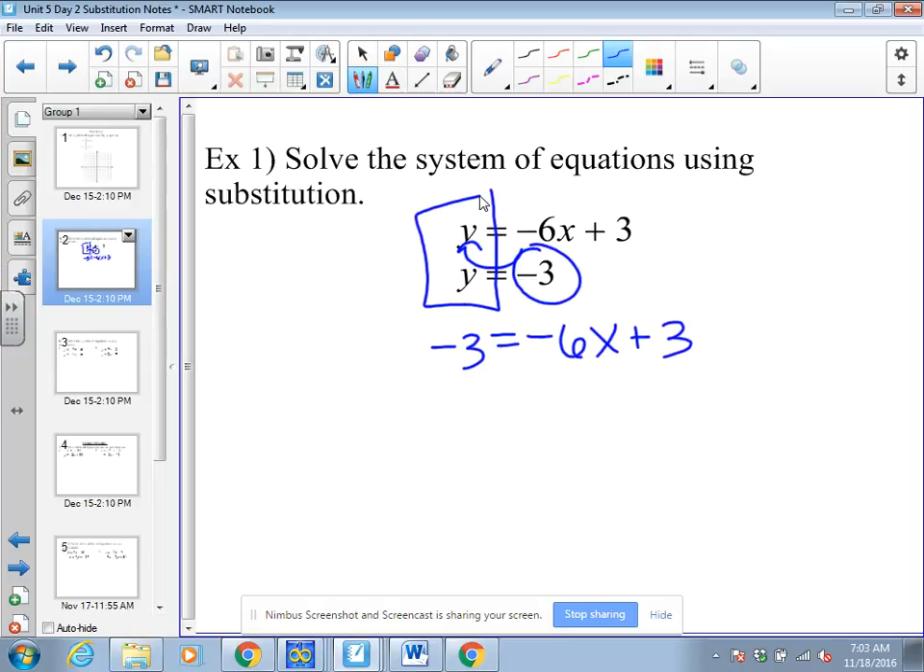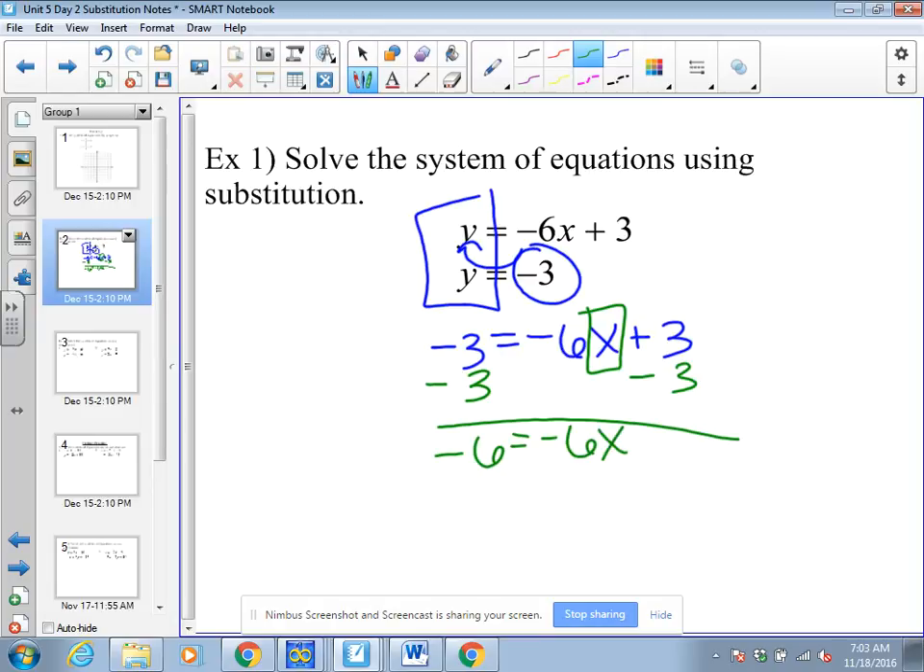Once I have this, now I'm down to one variable, which suddenly makes my life really easy. What I'm going to do is just solve for x. So first step is to get rid of this positive 3. Reverse operation of a positive 3 is a negative 3. Negative 3 minus 3, that's negative 6. So I have negative 6 equals negative 6x. From here, to get x by itself, I'm going to divide both sides by my coefficient of negative 6. It means I get x equals 1 as my answer.